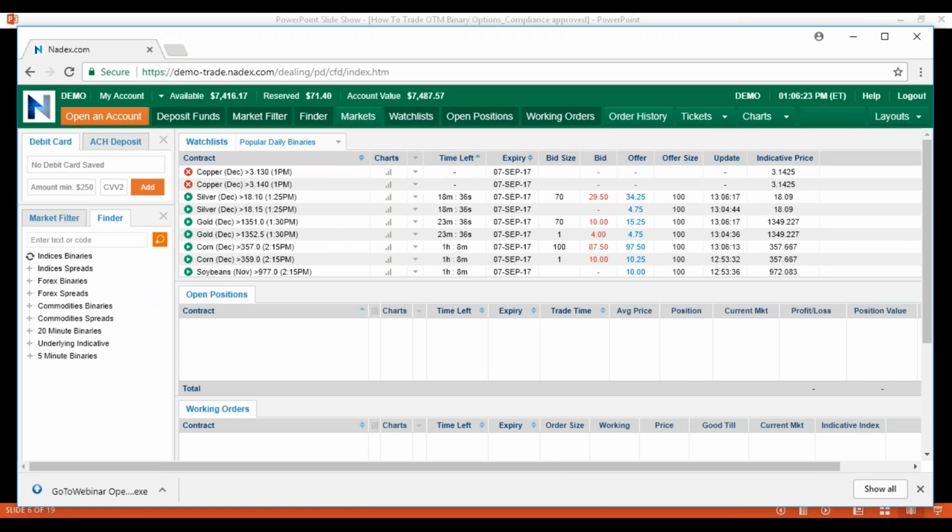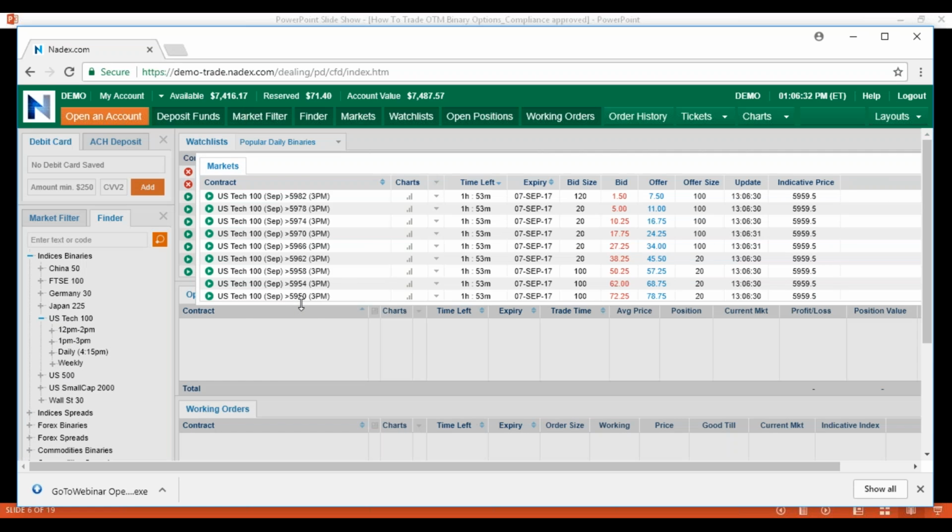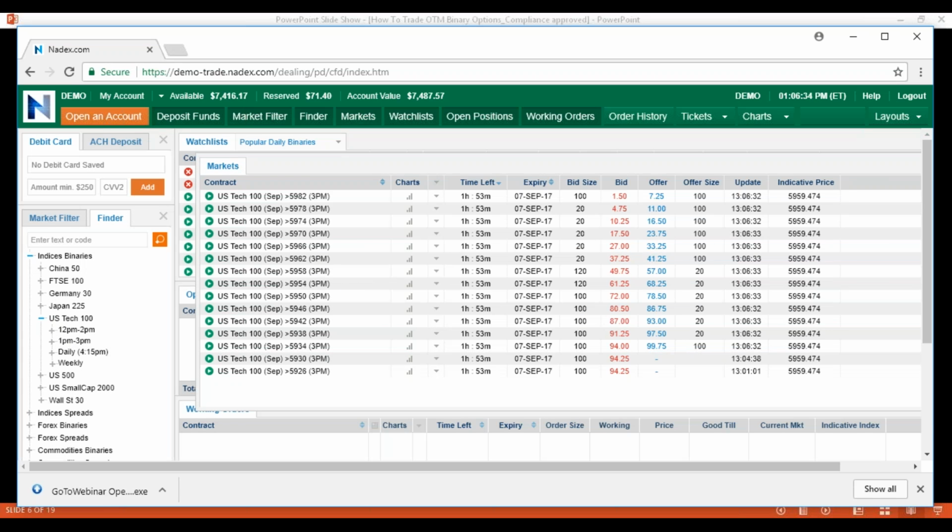Let's hop over to Indices Binaries. Let's go to US Tech 100. And right now, let's just go ahead and pull these up right here. When you pull up, this is what we call the Nadex Binary Strike Ladder, okay? And you've got all these different binary strikes here, and different prices. Most of you know what an out-of-the-money binary is. If not, you can go back and catch up through some of those videos, but I'll do a real quick overview for those of you that might be brand new.